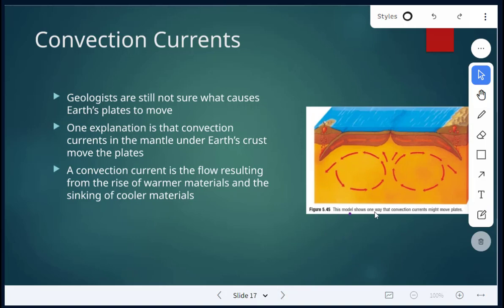Here we see convection currents. It shows one way that convection currents might move plates. One explanation is that convection currents in the mantle under Earth's crust move the plates. A convection current is this flow, resulting from the rise of warmer materials and the sinking of cooler materials.